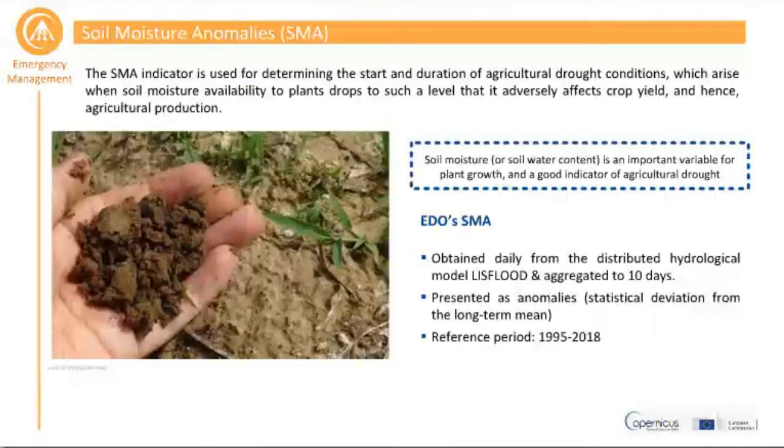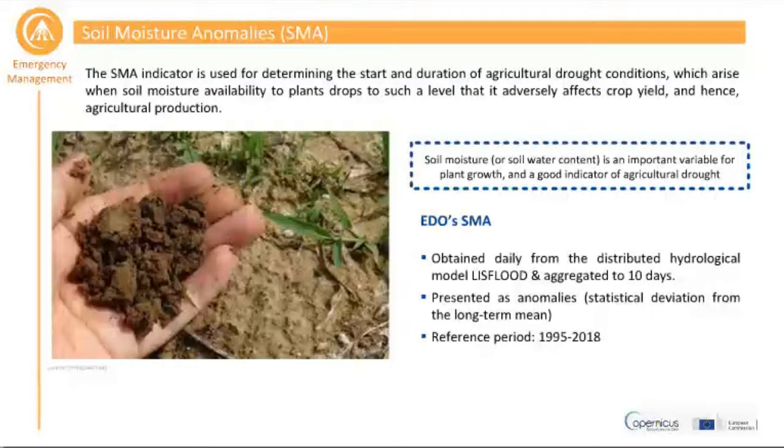As I said before, the SMA indicator implemented in EDO is computed based on estimates of daily soil water content, which is one of the output parameters of the LISFLOOD model. The SMA indicator is used for determining the start and the duration of agricultural drought conditions, which arise when soil moisture availability to plants drops to such a level that it is adversely affecting crop yield.